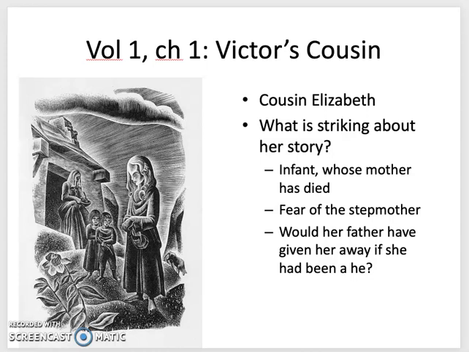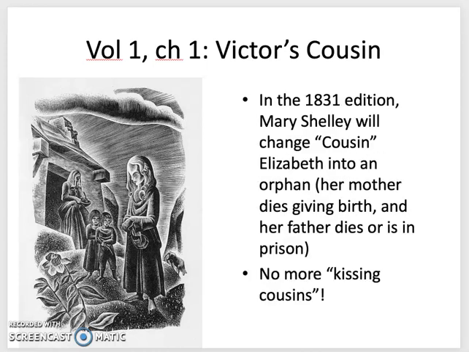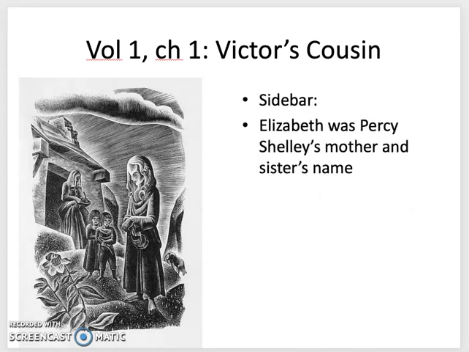Fear of the stepmother. Look at what her dad says when he urges her adoption. Although it's interesting to think, would her father have given her away if she had been a he? In the 1831 edition, Mary Shelley is going to change Cousin Elizabeth into an orphan. So evidently Mary Shelley, for some reason, thinks that the cousin-cousin relationship needs to change. They'll no longer be kissing cousins. Also, as a sidebar, Elizabeth was Percy Shelley's mother's name and his sister's name.